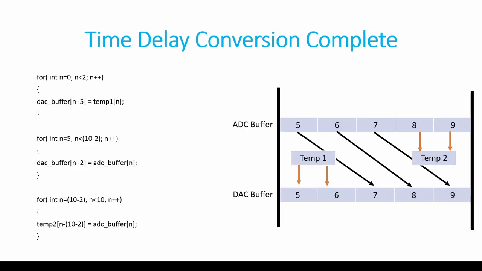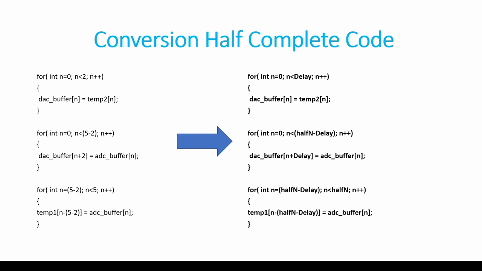Again, we can use 3 for loops for the complete callback. The first writes the value within the temp1 variable to indices 5 and 6 of the DAC buffer. The second shifts the ADC buffer by 2 and stores it in the DAC buffer. And the third stores the N2 values of the ADC buffer in the temp2 variable. Finally, this code can be generalized for any delay on any sized buffer.